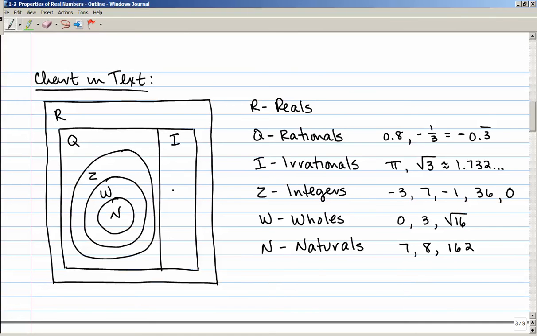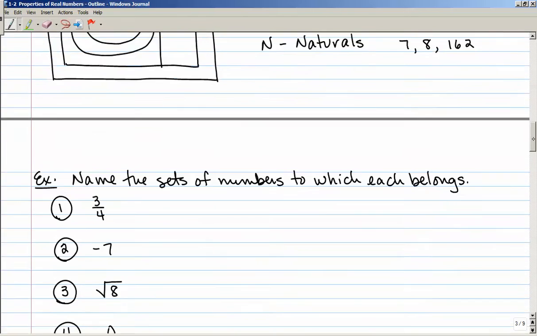There are no other categories within irrational numbers, but within rational numbers, you have the subset of Z, which is integers. Within integers, you have whole numbers, and within whole numbers, you have natural numbers. I've given you some examples here. I think the chart in the book is color-coded, so you might want to take a look at that.